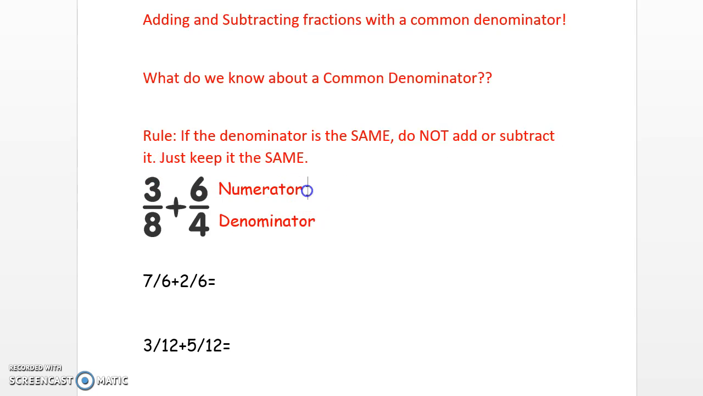So we have to remember back on our numerator, which is the top numbers. So it would be the 3 and the 6 would be our numerator, and the denominators are on the bottom, so that would be our 8 and our 4. Therefore, we see in this fraction, judging by the rule, again, if the denominator is the same, do not add or subtract it, just keep it the same. So we look at this fraction and see that these are two denominators and they are not the same. So therefore we would not apply that rule of keeping those the same. We would have to add or subtract those.